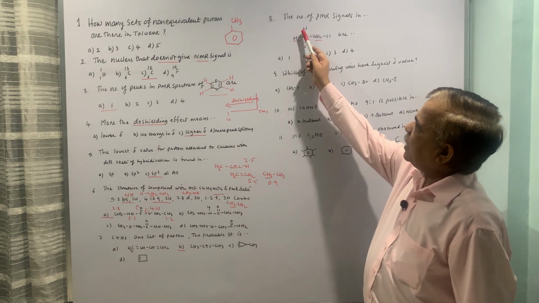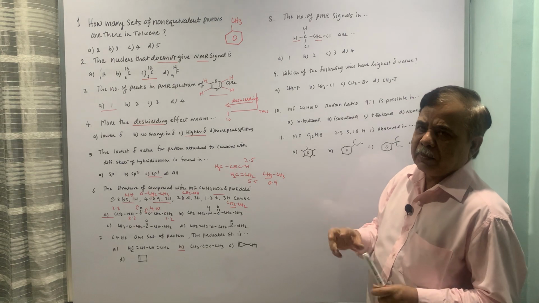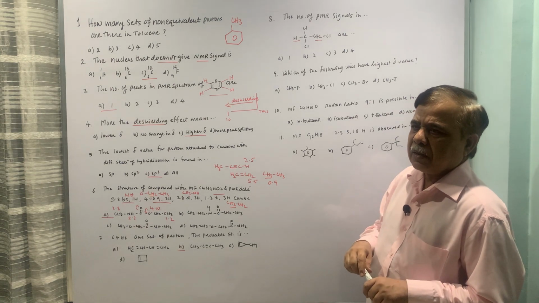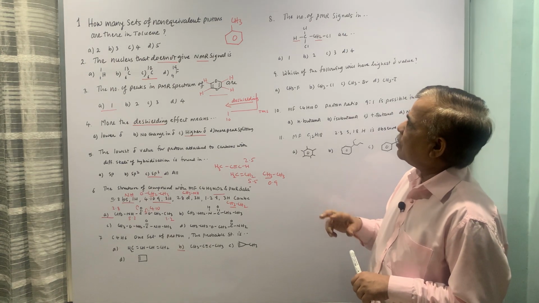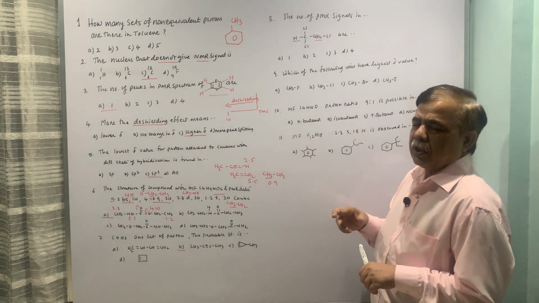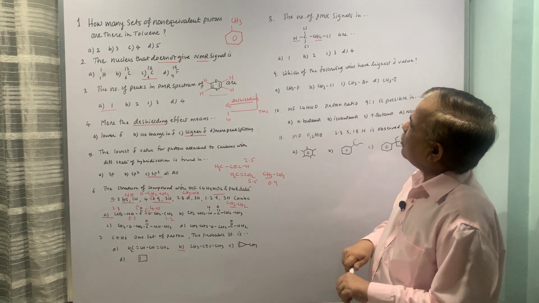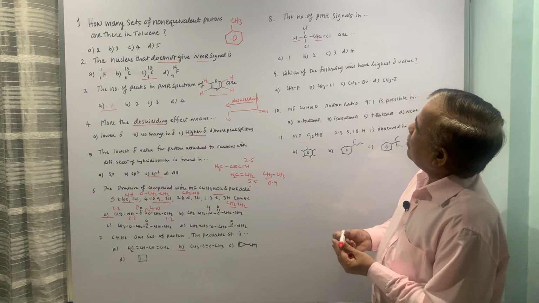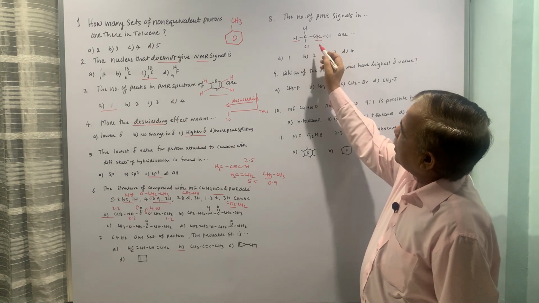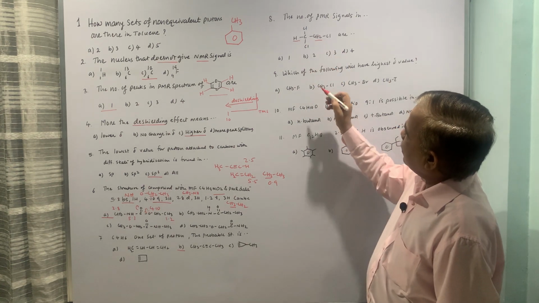If you had a chiral center here, then these two methylene protons would be non-equivalent because they are going to be diastereotopic, but anyway that part is not in your syllabus. Here you can see that there are two sets.